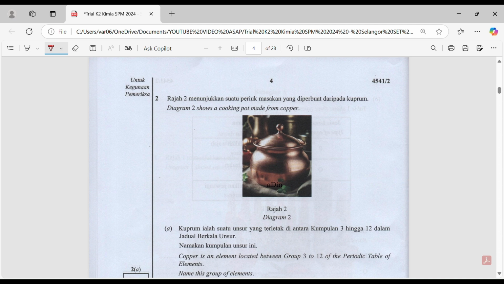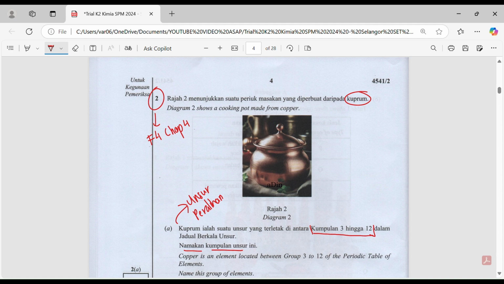Right, question number 2. So question number 2 is basically from your Form 4, Chapter 4. Alright. So, Rajah 2 menunjukkan suatu periuk masakan yang dibuat daripada kuprum. Kuprum adalah suatu unsur yang terletak di antara kumpulan 3 hingga kumpulan 12. Dalam jadual berkala unsur, namakan kumpulan unsur ini. Alright, based on what I've just read, you should get an idea of what they are trying to ask. It is basically unsur peralihan.